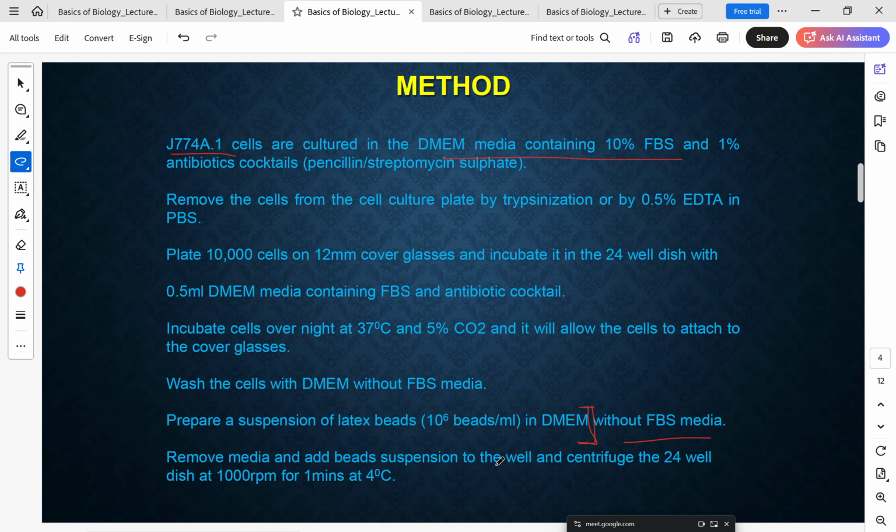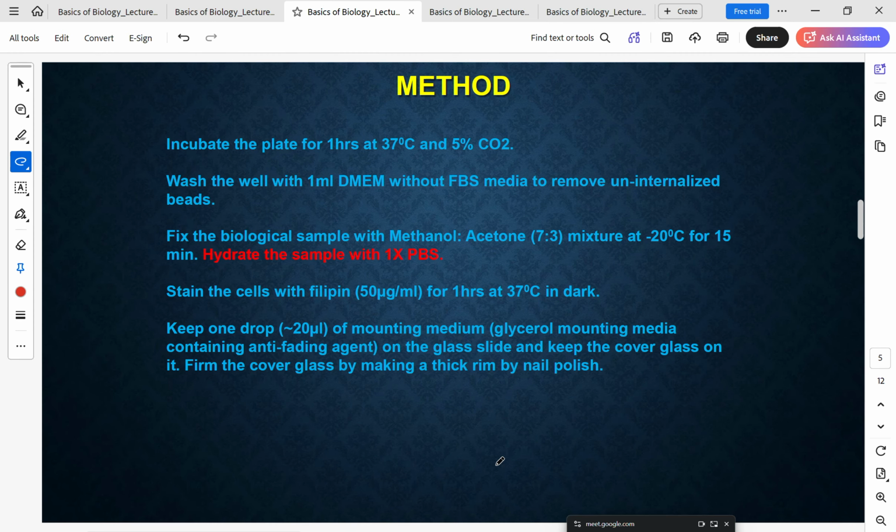if needed to let the beads settle at the bottom. You then incubate the plate, then you wash the well and fix it. After fixing, you stain the cells with Filipin. Filipin is going to bind to the cholesterol present in the plasma membrane and all the internal membranes. So if there is a membrane at any point, that's going to light up in the blue channel.